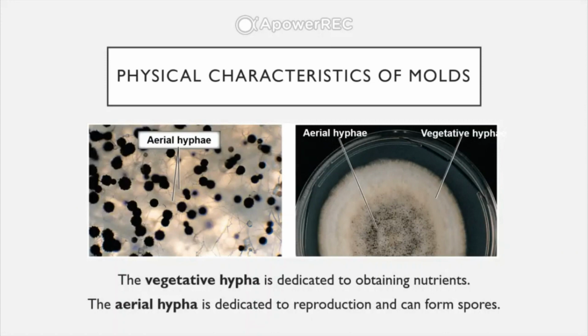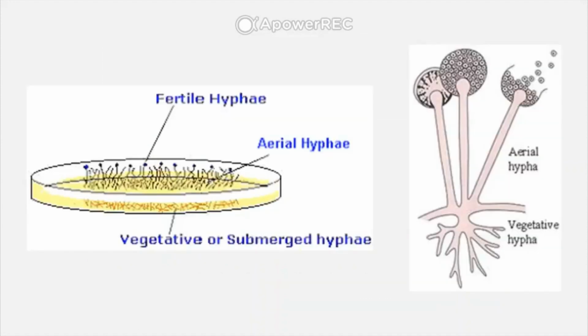We have two types of hyphae that we need to be concerned with. These are the aerial hyphae and the vegetative hyphae. Vegetative hyphae are dedicated to obtaining nutrients from their medium, whereas aerial hyphae are dedicated to the reproduction of the mold and can form spores, which we'll see how that looks on the next slide.